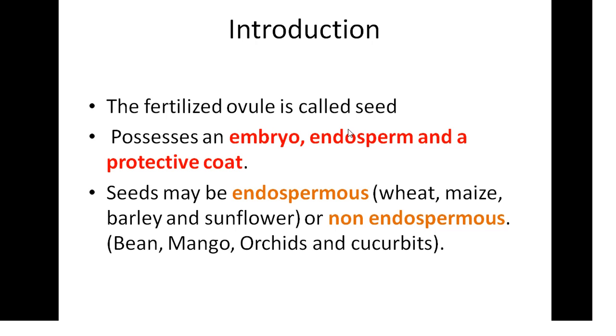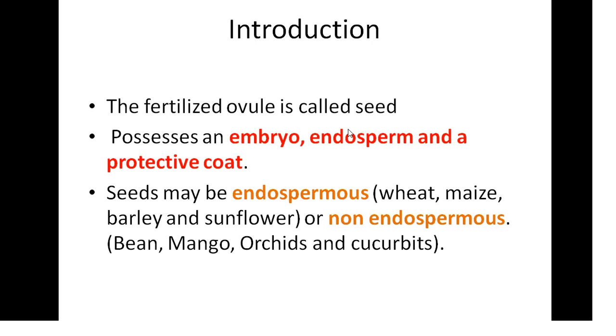Seeds will be there in all fruits, but some fruits will have the endosperm and some will not have it. So seeds may be endospermous, for example wheat, maize, barley and sunflower. These will have the endosperms. The wheat seed is always nourished by endosperm. If you are taking orchids, cucurbits, mango, beans, all will not be supplied by the endosperm.